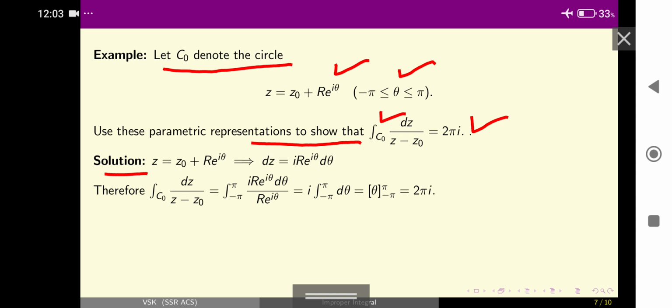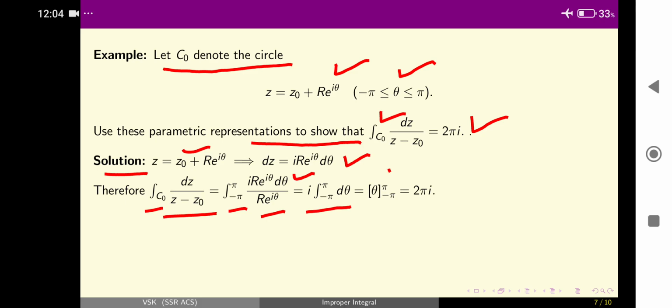Let z is equal to z naught plus r e to the power I theta, which is given. So this implies dz is equal to I times r e to the power I theta d theta. Therefore the integration of dz upon z minus z naught over C naught is equal to the integral from minus pi to pi of I times r e to the power I theta d theta divided by r e to the power I theta. All these cancel and the simplified form is I times the integral from minus pi to pi of d theta, and this gives theta from minus pi to pi, which gives the value 2 pi I. So in this way we have proved that this integration is equal to 2 pi I.